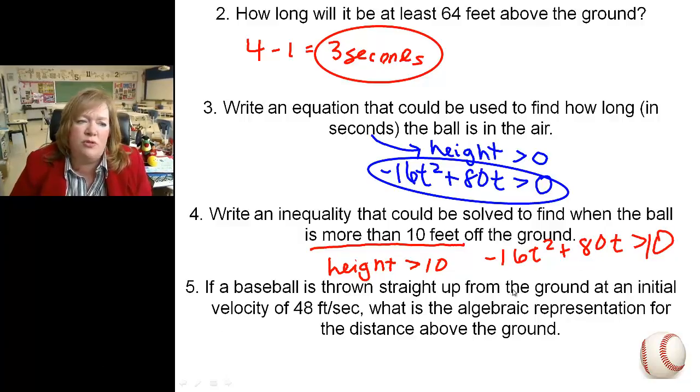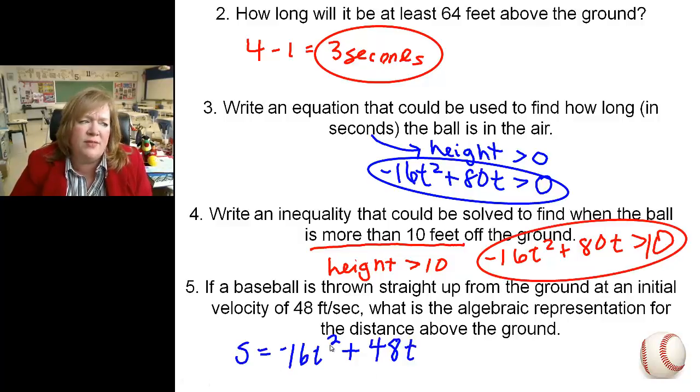If a baseball is thrown straight up with an initial velocity of 48 feet per second, what is the algebraic representation for the distance above the ground? Algebraic representation. Ooh, isn't that a nice long word? So they're saying, what would the equation be? And if you look at this guy, the only thing that's going to change is the initial velocity. Instead of being 80, it's 48 feet per second. So it's going to be s equals negative 16t squared plus 48t.